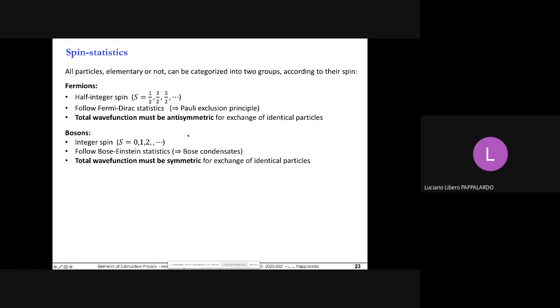The other category is the bosons, which come with integer spin, 0, 1, 2, etc. They follow the Bose-Einstein statistics. So for instance, they are allowed to create Bose condensates. And what matters for us is that the total wave function must be symmetric for any exchange of identical bosons. So let me now move on to the blackboard.